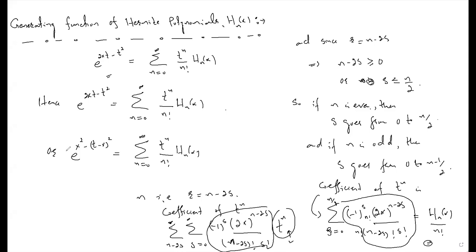This is very simple. I can just take e to power x square, and if I write it like this, e to power x square minus t minus x whole square.